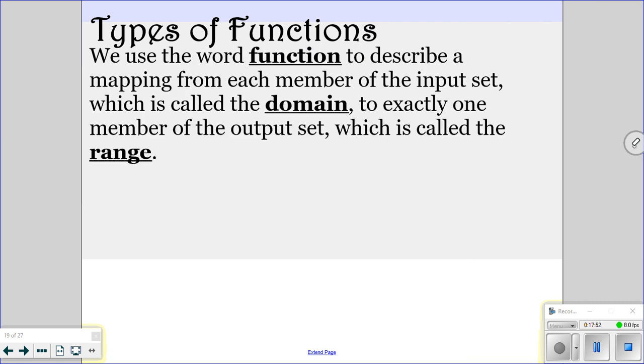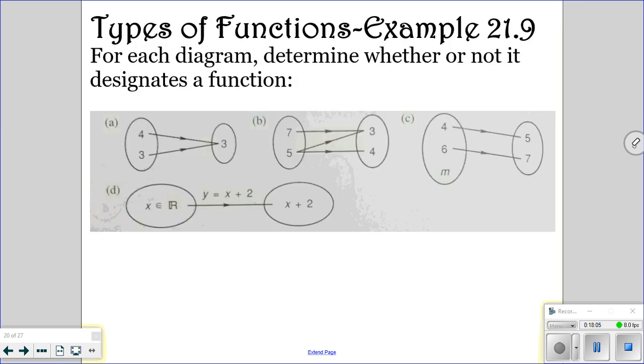So we use the word function whenever we are mapping an input set, your domain, going to an output set, the range. So whenever we're describing a mapping, that's when we would use the word function. So we want to determine whether these maps determine a function. Let's look at the first one. Is every x going to only one y value? Yes. So it is a function. For this one, is every x going to only one y value? Well, the 7 is, but the 5 is going to two different values. So it's not a function.